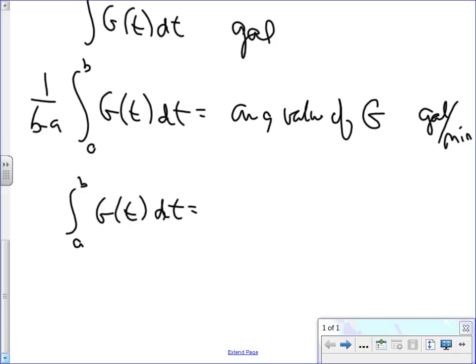Amount of change. You can say that for all of them, and then you can tack it into the problem. Amount of change in the units would be gallons. So how much did the gallons change? How much water entered the system? How much water left the system?